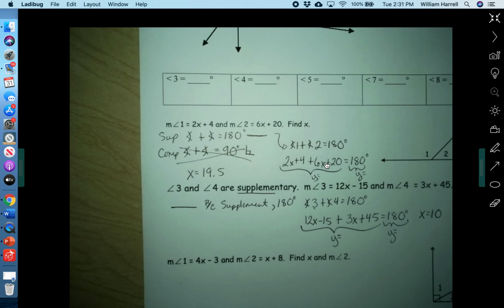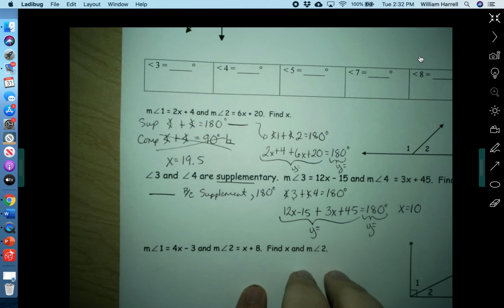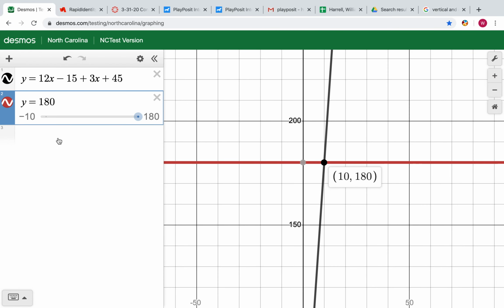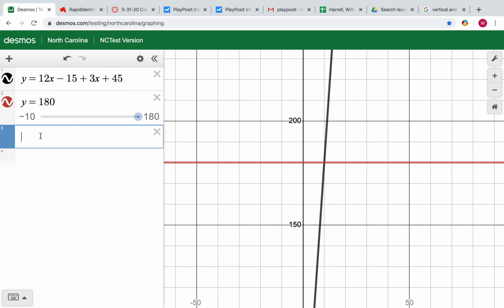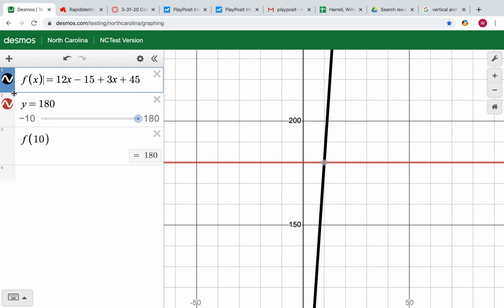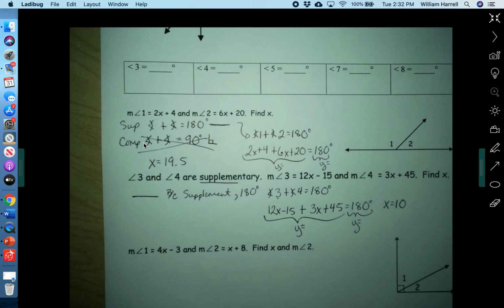Again, in the previous problem I told you that sometimes they may ask you to find the actual angle measure. If that was the case here, well, if I know x is equal to 10, I can plug in 10. I could do f of 10, and I rename my y equals f of x. Okay, and I get 180. Right, all of this needs to add up or simplify to 180, and it does.